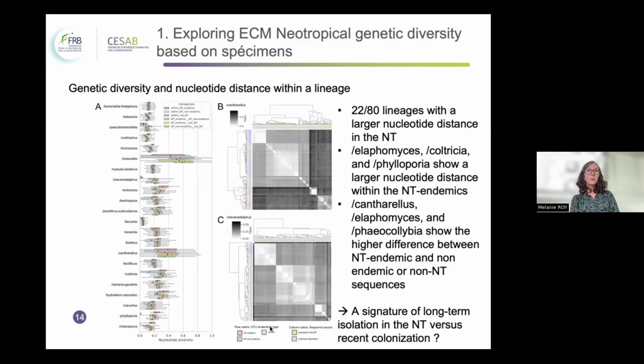The second point, now on the nucleotide distance and the comparison between endemic species and non-endemic species at the scale of the neotropics and elsewhere.